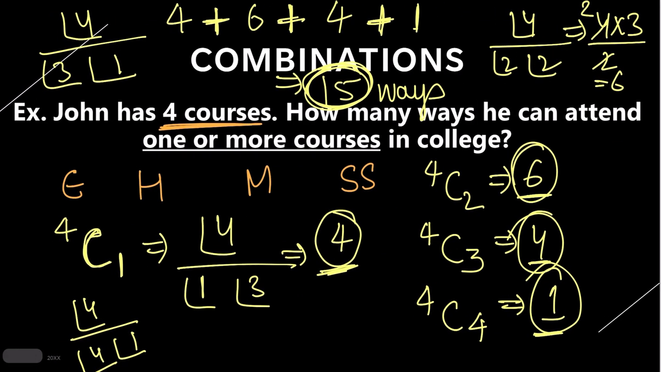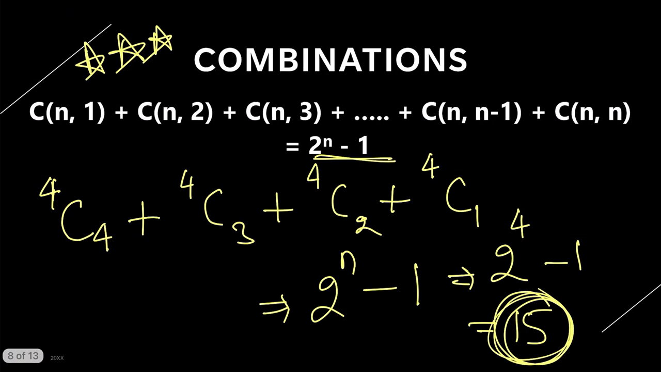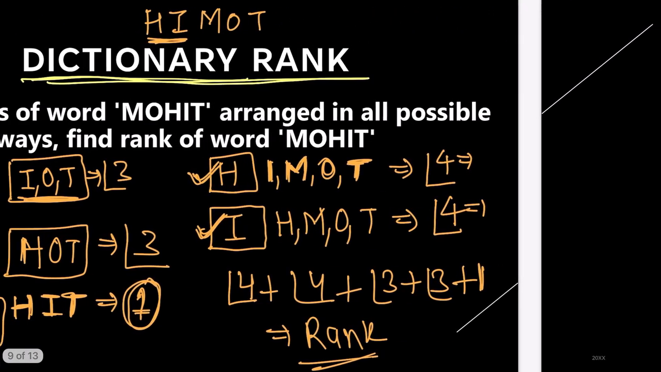After that, this is the case when John was attending college. One way is he picked only English. Another way is he could pick only Hindi. Another way is he could pick only math or only SS, social studies. Another way is he chose English and Hindi. Another way is he chose Hindi and math, meaning two subjects. Then another way is he chose three subjects. Another way is he chose four subjects. That is where this formula comes in: 2 raised to the power n minus 1.